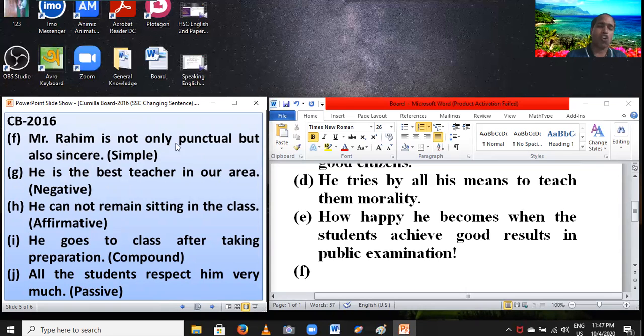Mr. Rahim is not only punctual but also sincere. Simple. Question, my dear students: is this sentence compound or complex? Dear students, notice carefully. If you find not only but also, this conjunction is used in the compound sentence.